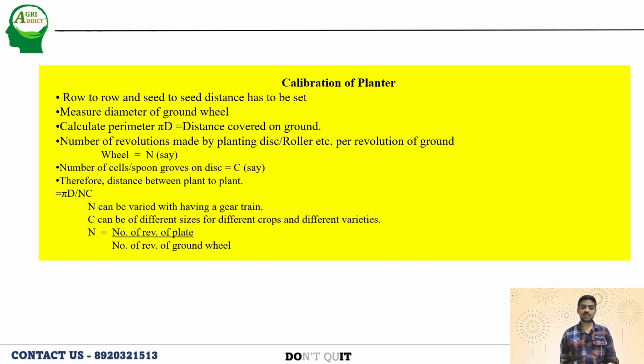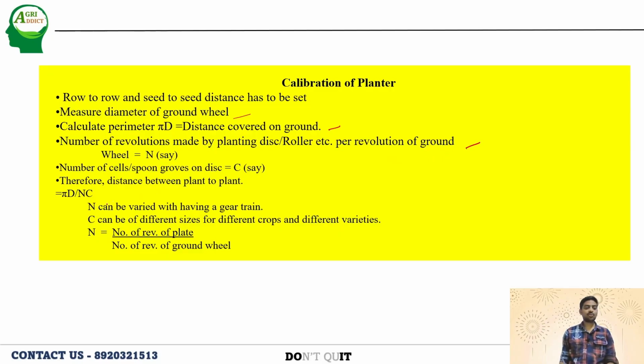The next concept is the calibration of the planter. If you are planting plantations like coconut seedlings, we will also be calibrating and following procedures. The first procedure is that the row to row and seed to seed distance has to be set, because in plantation it is very necessary and important. You have to measure the diameter of the ground wheel and calculate the perimeter. This is already standard. It has been set by experts, and there is nothing for me to explain about why it is so. This is the procedure that we need to follow.